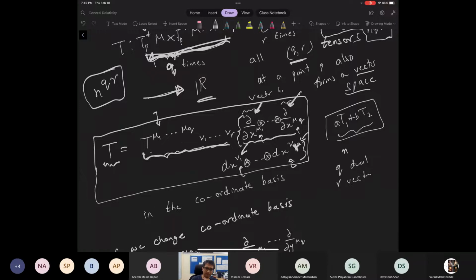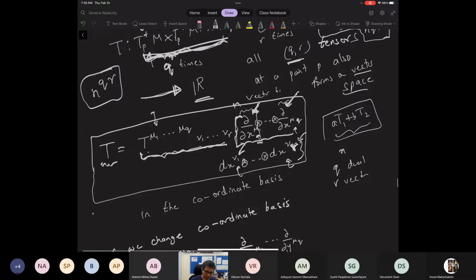Now Devashish has the right idea. You see that there are n possibilities for each of these mu's, and n possibilities for each of these nu's. Every time I change mu or nu, I get a new basis element for this tensor space. So it's actually going to be n raised to the power q plus r. That's the number of choices of mu's and nu's that I can make.